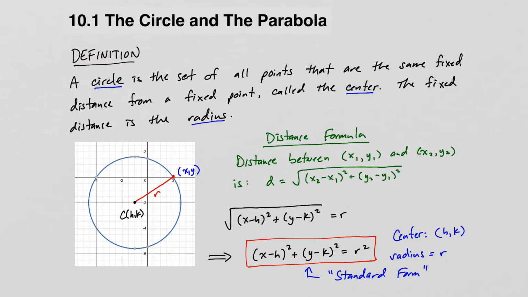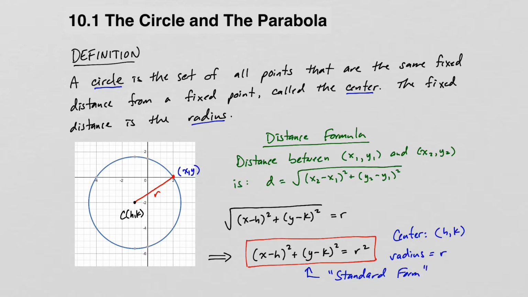The definition of a circle is that a circle is the set of all points that are the same fixed distance from a fixed point, called the center. And the fixed distance is called the radius. So what we have here is a fixed point, which is the center of the circle. And we have the set of all points here that are the same distance from that center. And that fixed distance here is what we call r, which stands for the radius.